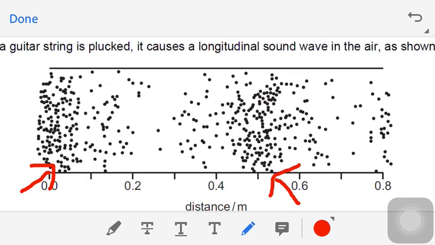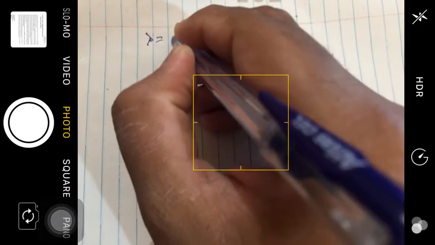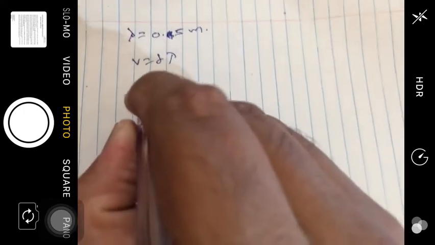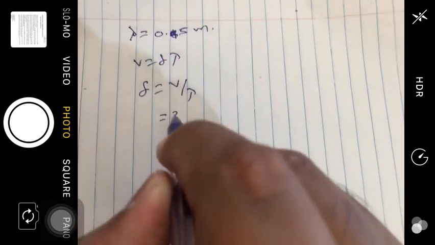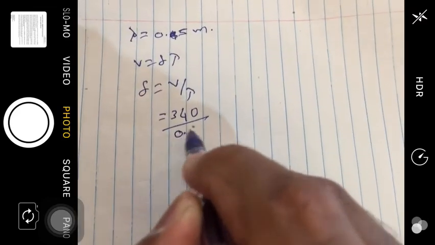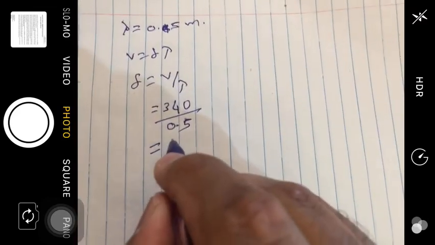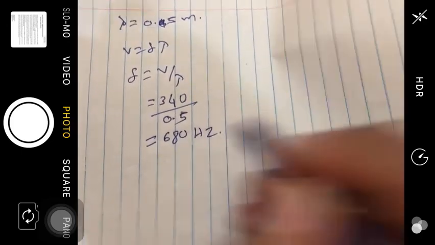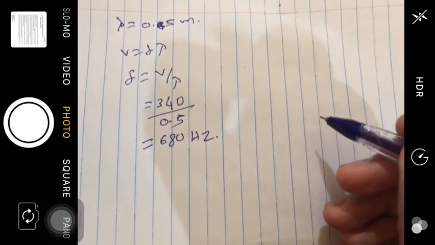So that is like 0.0 to 0.5. This is 0.5, not 0.45. So if you use that value for wavelength, lambda is equal to 0.5 meters, then V is equal to F lambda. F is equal to V by lambda, 340 by 0.5. That's 680 hertz, right? So that's answer B.